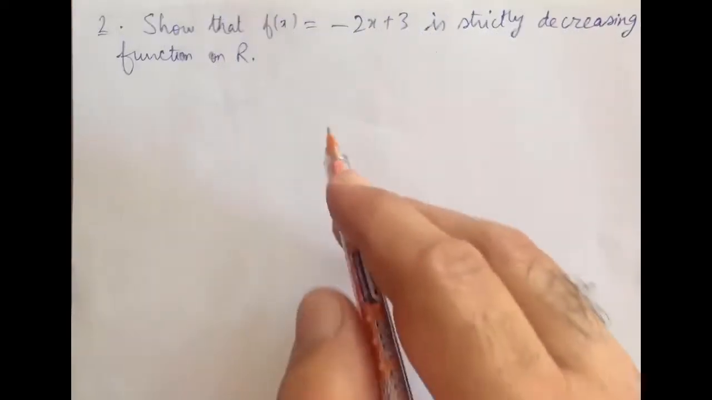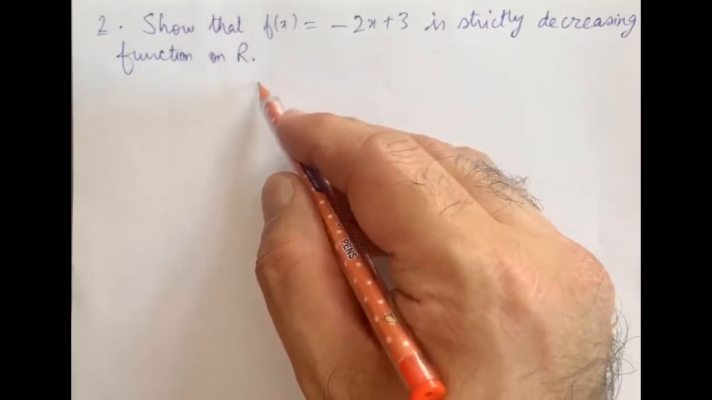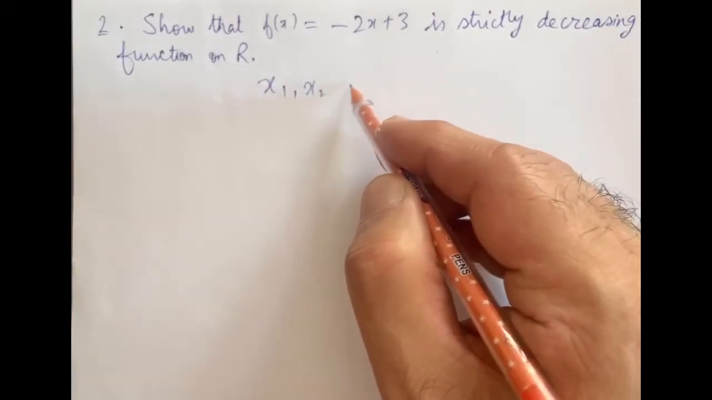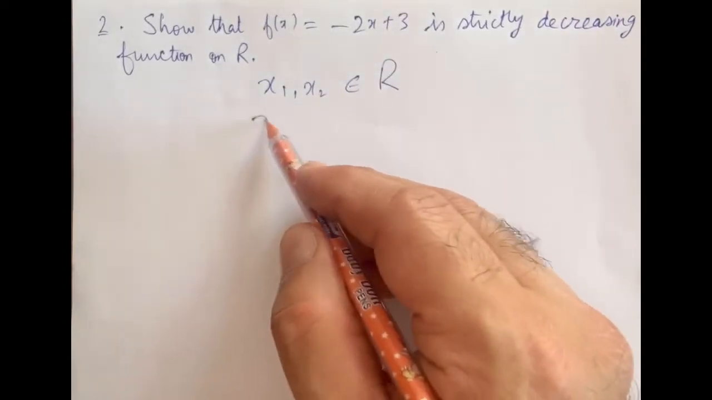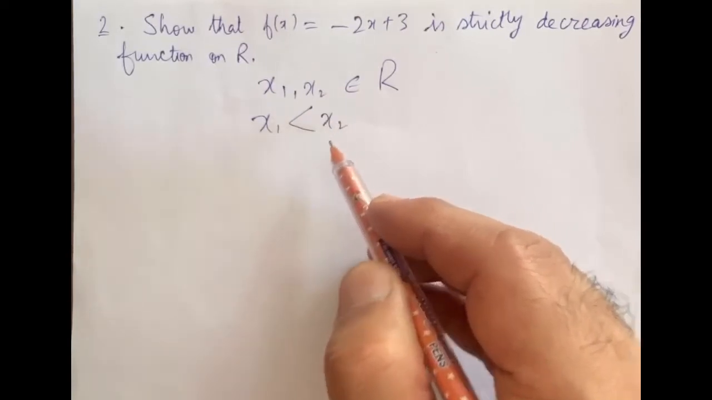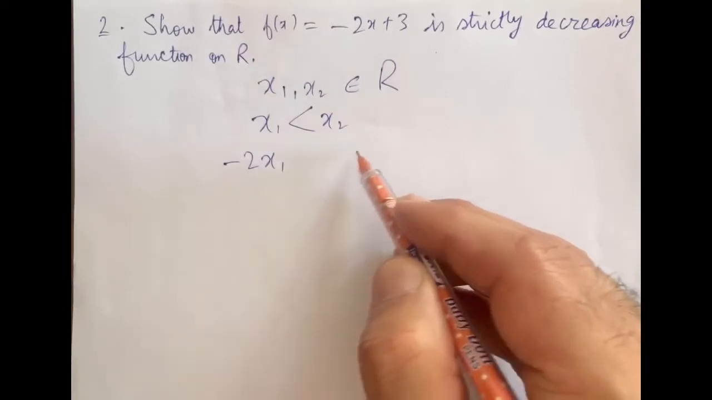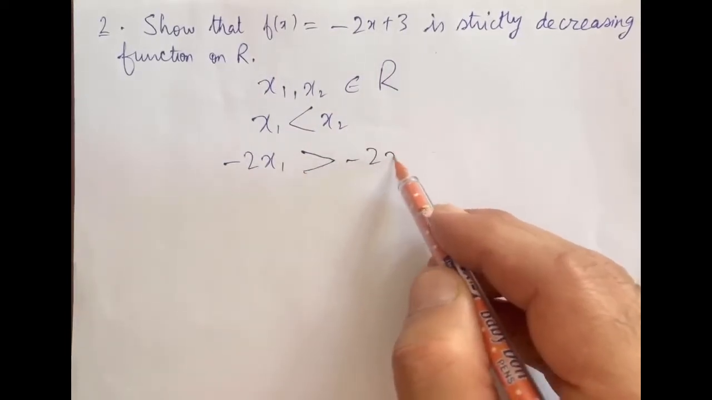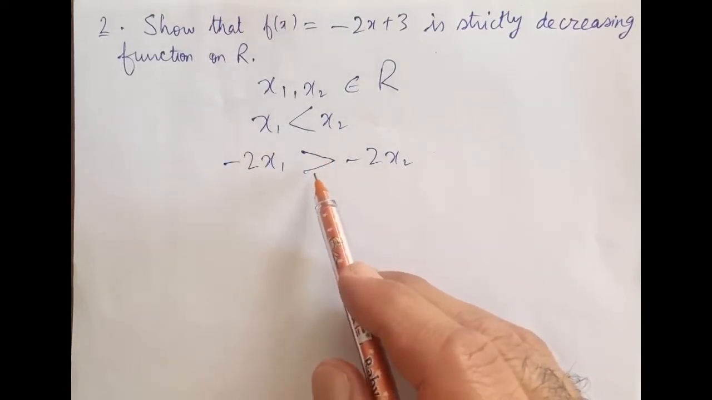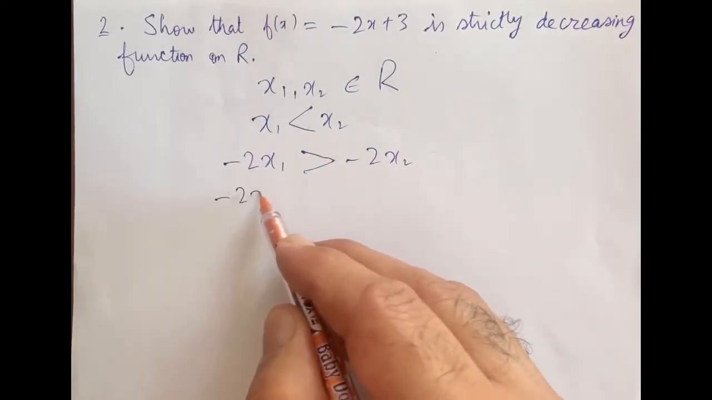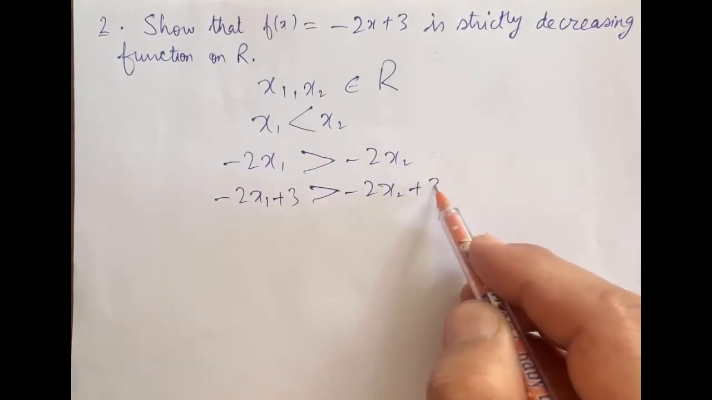Next, the function is minus 2x plus 3. Domain is set of real numbers. Again we consider x1 comma x2 belonging to domain of function, which in this case is set of real numbers, and we always consider x1 less than x2. Multiplying both sides by minus 2, minus 2x1 will be greater than minus 2x2. Multiplication by a negative number means change the sign of the inequality. Then adding 3, minus 2x1 plus 3 is greater than minus 2x2 plus 3.